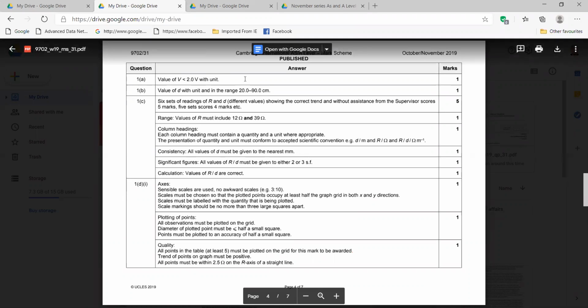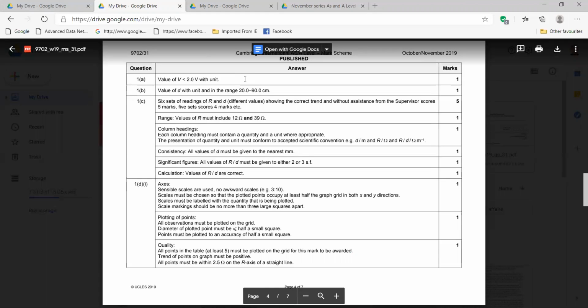Yes sir, value of V must be less than 2 volt with units. Okay, that means in the power supply they gave you 3 volt, and your value of V should be less than 2 volt, because they gave the 22 ohms and 10 ohms, right? According to the ratio, it should be less than 2 volt.